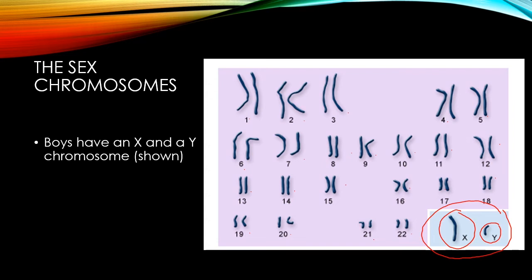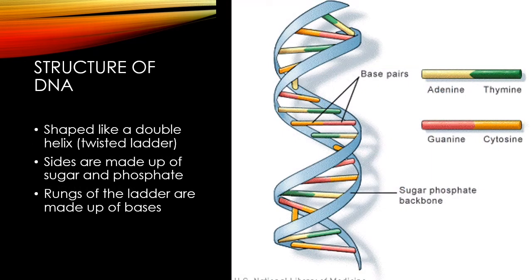In fact, that's quite important because some diseases are more common in boys because they are missing, you could call it, a part of a chromosome. And diseases like color blindness, for example, are more common in boys than girls because of this. So we'll say boys have XY, girls have 2 X chromosomes.